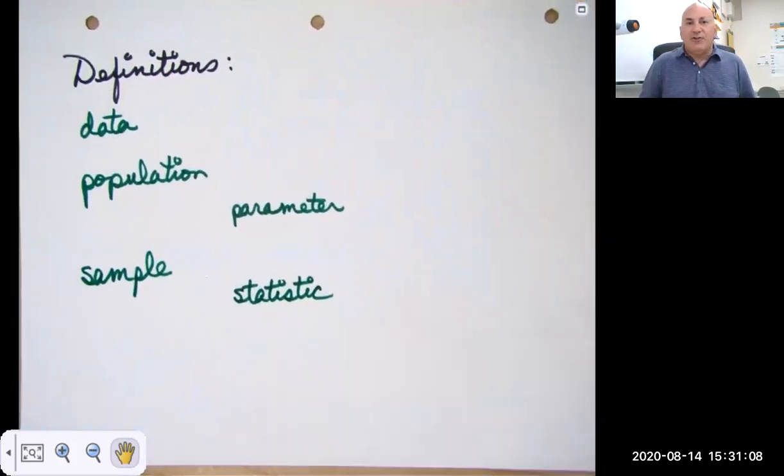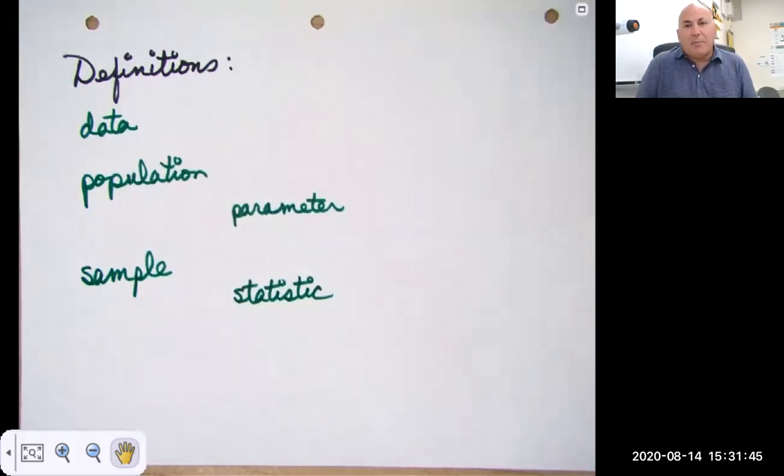Here are some definitions that I'd like you to learn. What is data? What is a population? What is a sample? Well, it turns out data is whatever you're going to record about something. It could be words, could be numbers. It could be any number of things.